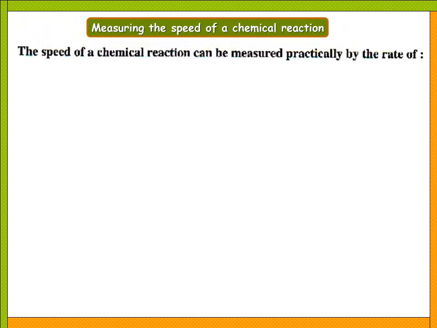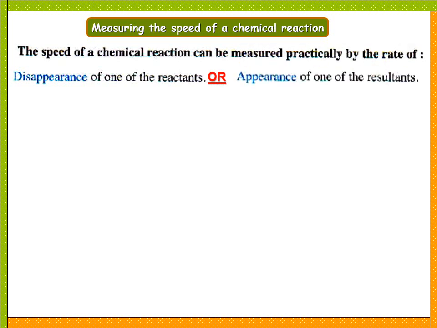We have measuring the speed of chemical reaction. What do we do to determine the speed of chemical reaction practically? Practically, by the disappearance of reactant, where we no longer see it completely, or the appearance of product. The appearance of product or resultant means that the reaction occurs. So by the disappearance of reactant or appearance of product, we have the speed of reaction.